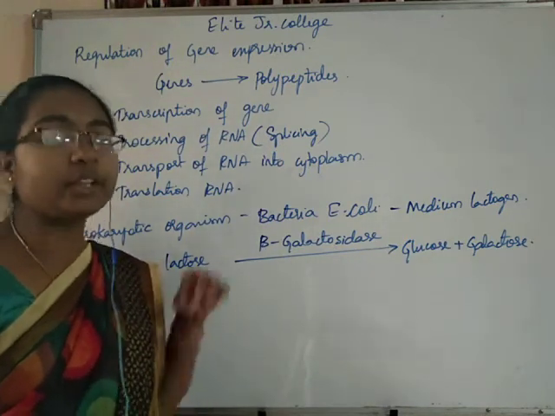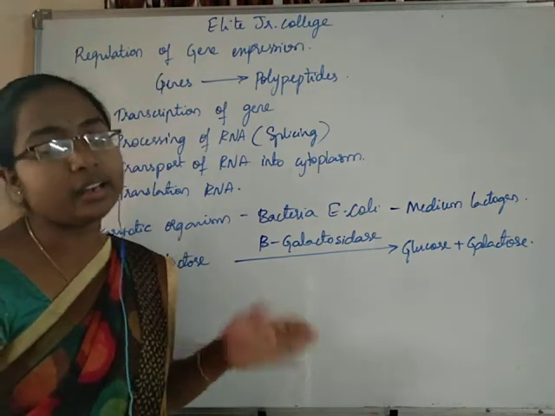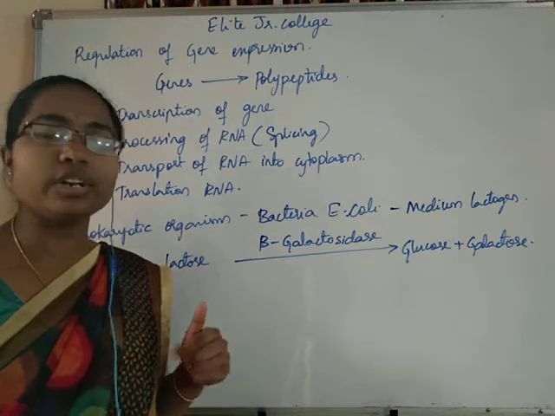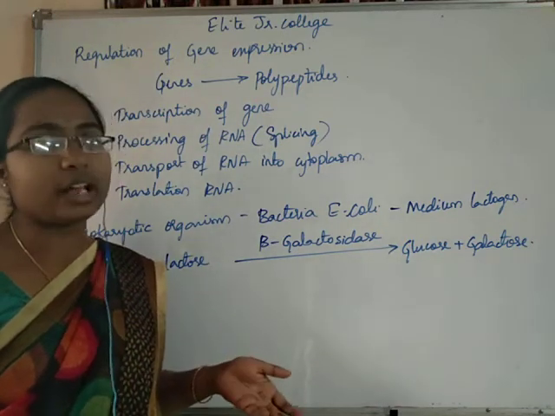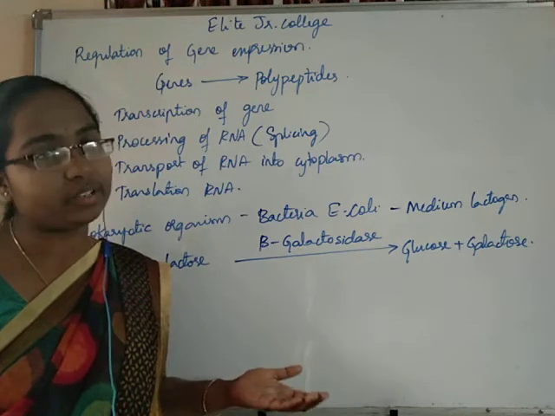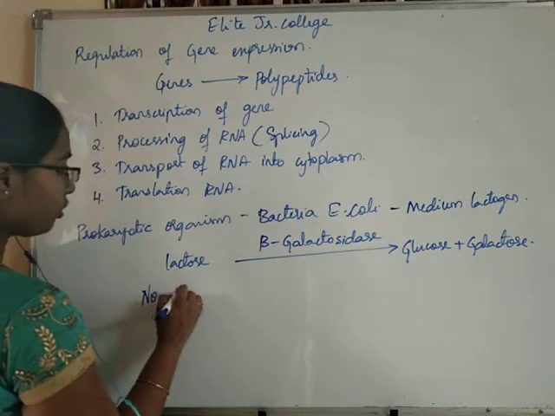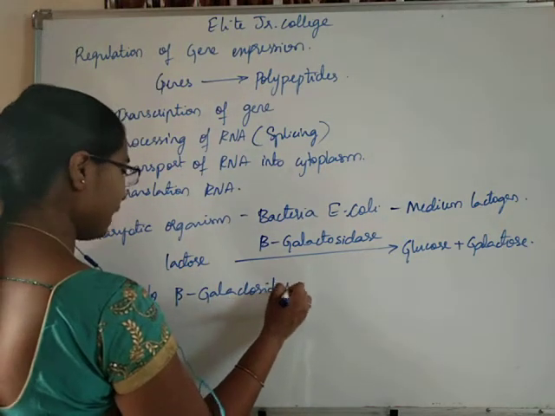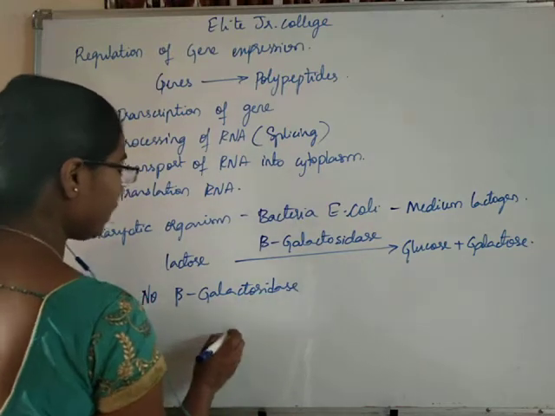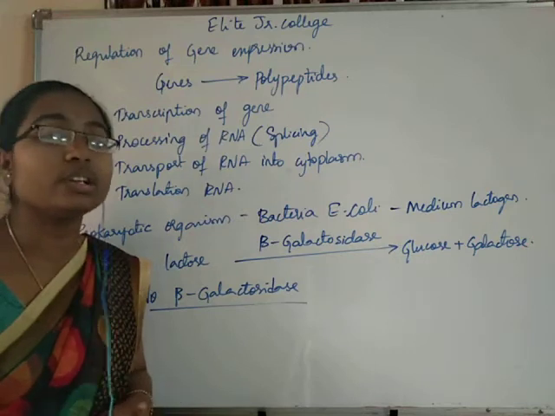Now if the E. coli is grown in any other medium other than lactose, then what happens? There is no formation of beta galactosidase. The enzyme beta galactosidase is not formed if these organisms are grown in some other medium.